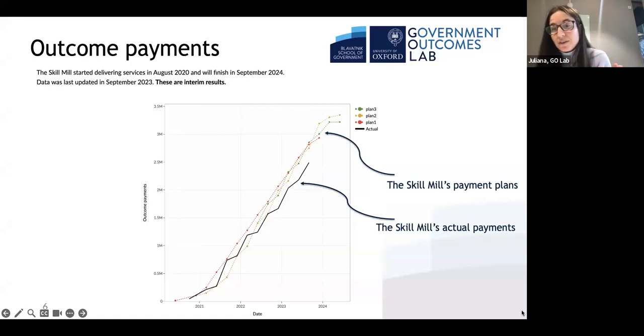You will see that there are different dotted lines. That's because a project can change and adapt during the life of service delivery, and they can change plans. You will see that this project in particular had some different plans, but they all look very similar to one another. If you go to the impact bond data set, you will see other projects that change more drastically.